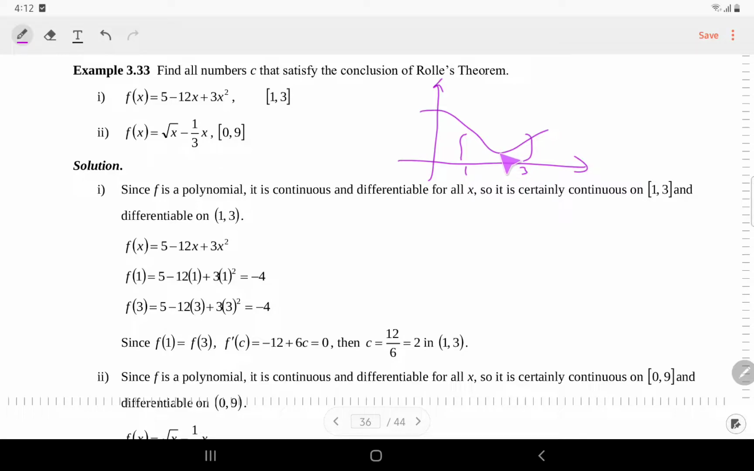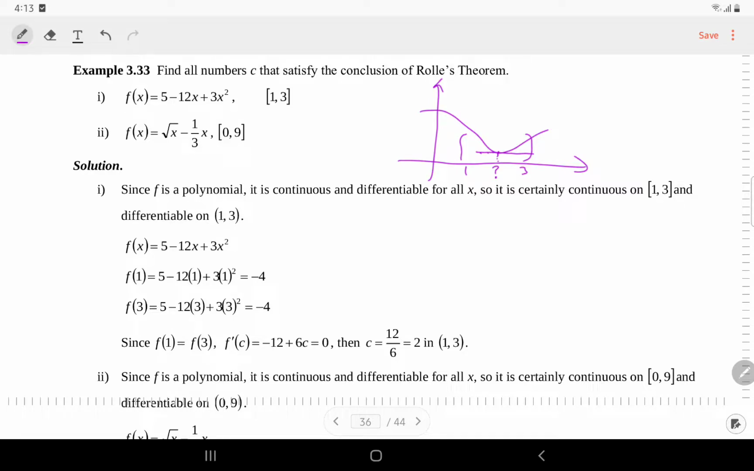Kita boleh nampak kat sini the slope of the tangent at this point. Ini tangent, the slope is 0. So we want to find what is the value of c here. Itu maksud soalan tu. So we are going to use Rolle's theorem.